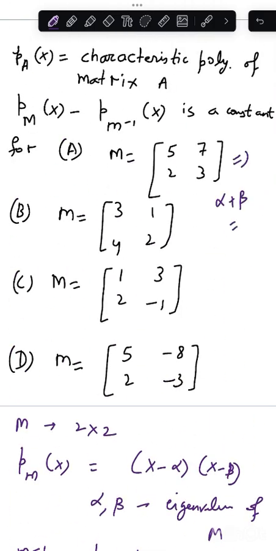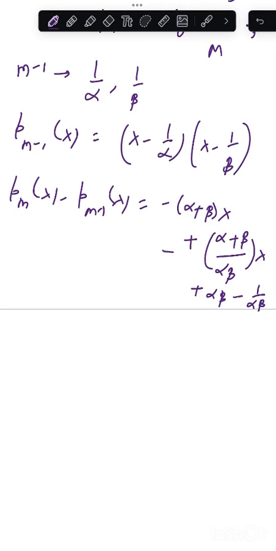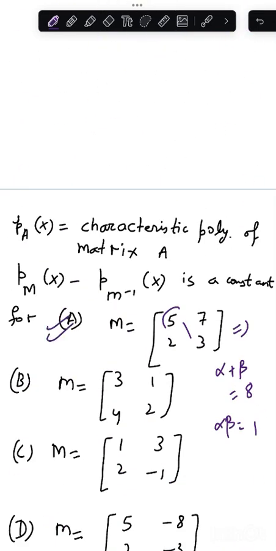For option A, alpha plus beta is the sum of eigenvalues, and we know that the sum of eigenvalues is equal to the sum of the diagonal elements, so this is equal to 8. And what is alpha times beta? Well, this is the determinant of this, and the determinant is nothing but 1. So here alpha beta becomes 1, and these get cancelled, so we are left with only a constant. So option A gives me a constant, so this should be correct.